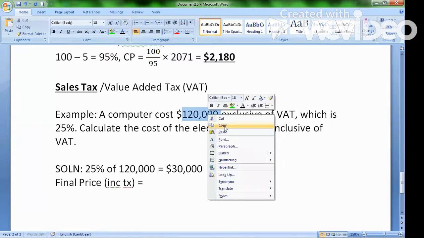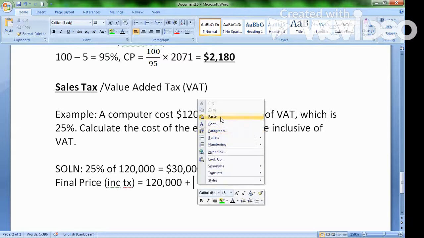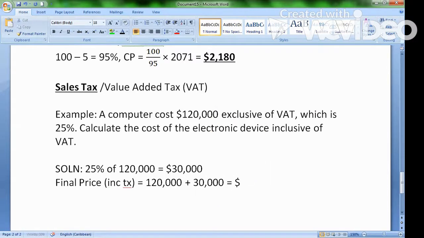So it's 120 plus the 30,000. So the answer would be 150. Let me ask a question. If you do that in an exam, what do you think is gonna happen? Can you do that? No, you have to write it right up. Right, very good. So the final price of the computer, inclusive of value added tax or GCT, would be 150,000.